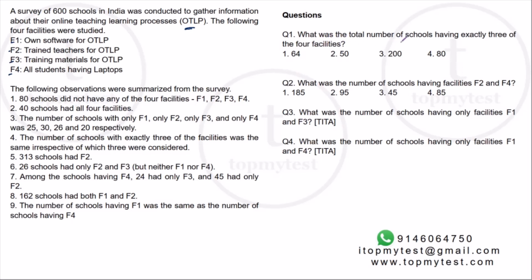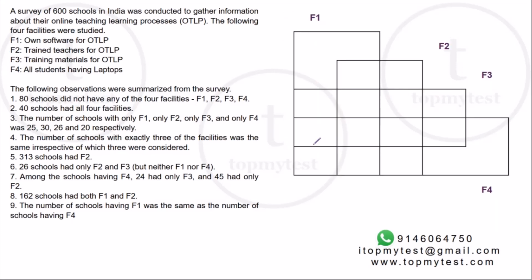What was the total number of schools having exactly 3 of the 4 facilities? What is the number of schools having facilities F2 and F4? What is the number of schools having only facilities F1 and F3? What is the number of schools having only facilities F1 and F4? So let's quickly draw a 4 variable diagram and fill up the various regions.